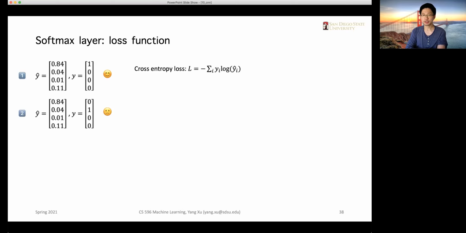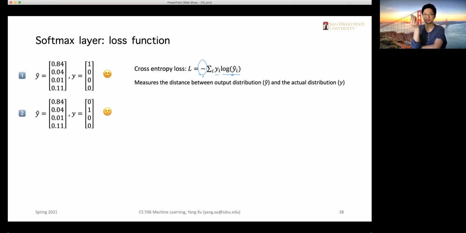So this cross entropy is the summation of y times logarithm of y hat, and give a negative operation to it. So it's basically a measurement between the output distribution and the actual distribution. The output, our prediction is y hat, and the actual distribution is y. So the larger the deviation is, the larger the difference between y hat and y, then we will have larger cross entropy loss.